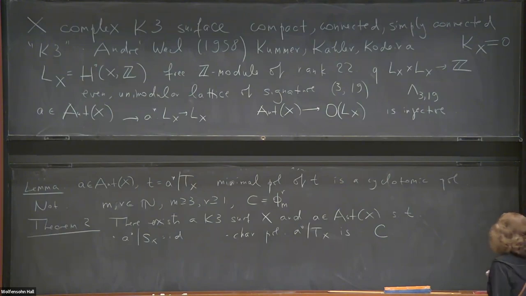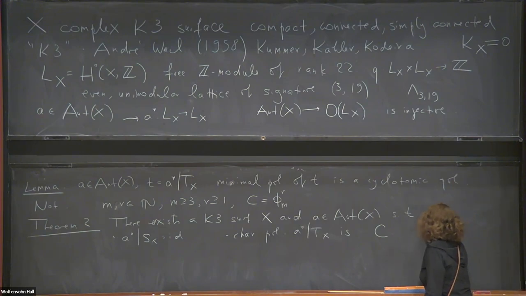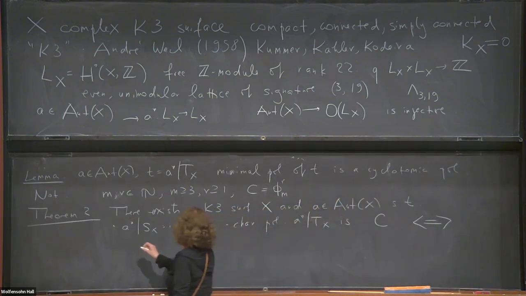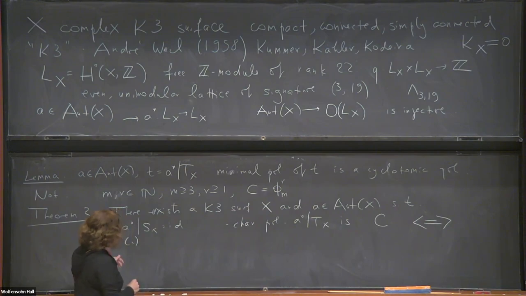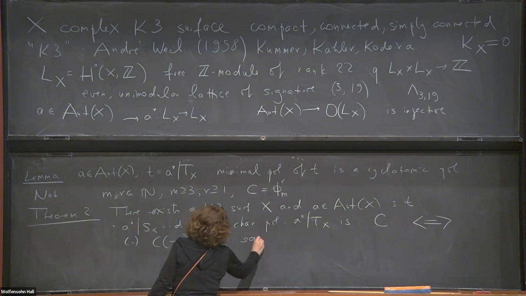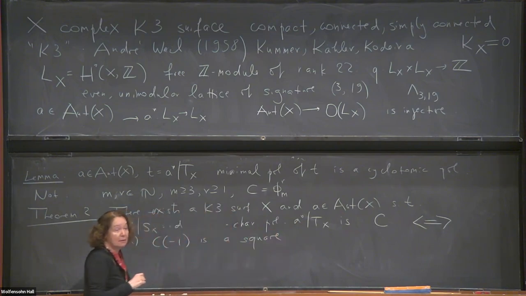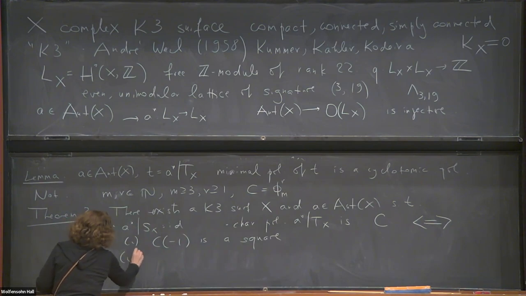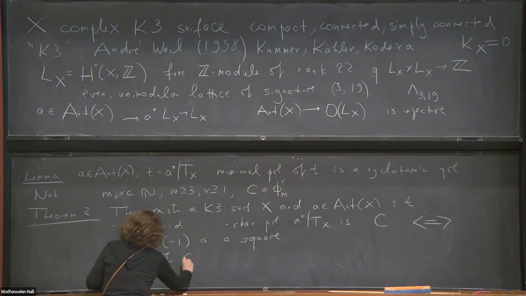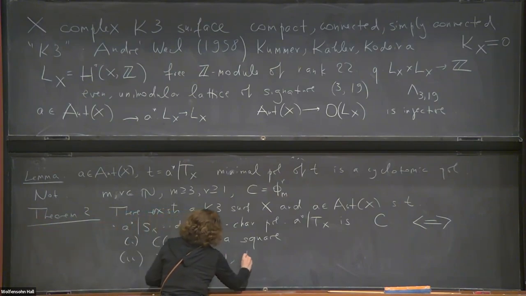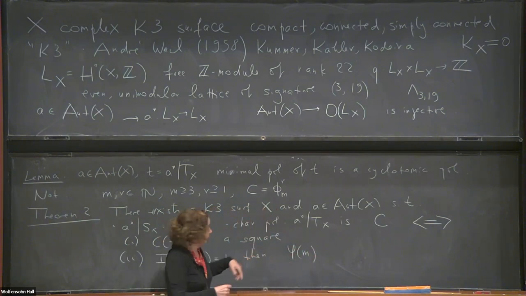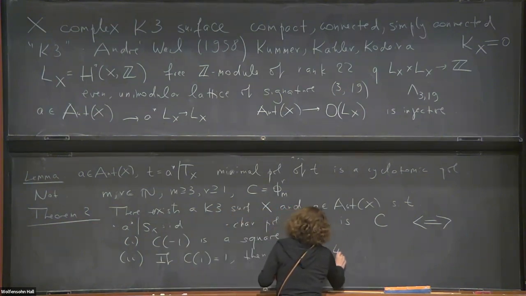If and only if two properties hold. The first property is that C of minus one must be a square. The second property is that if C of one is one, then phi of m, the degree of the polynomial, has to be congruent to 4 modulo 8.